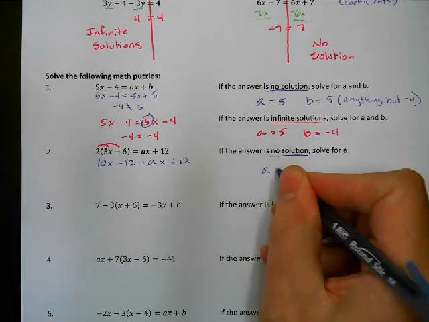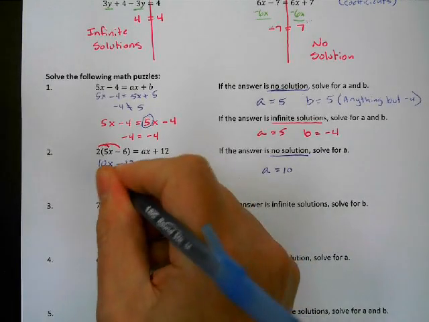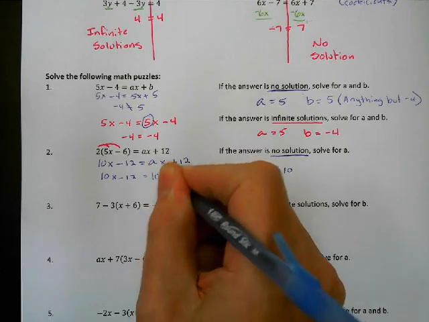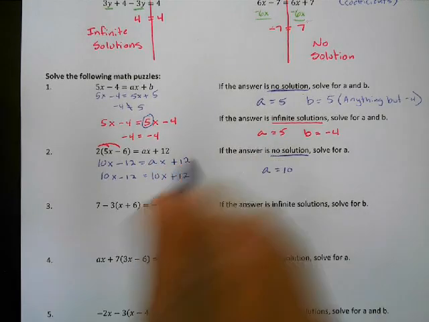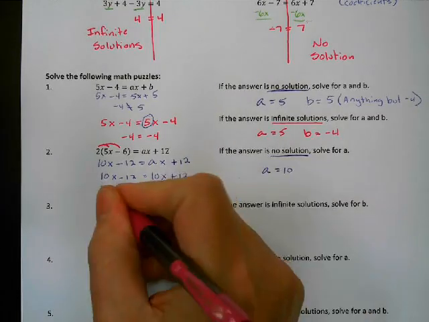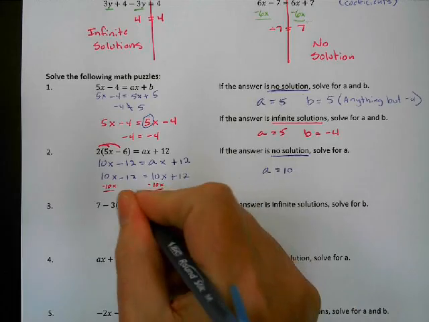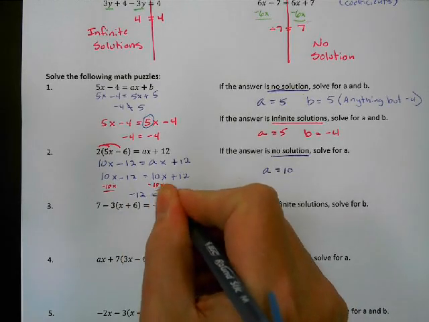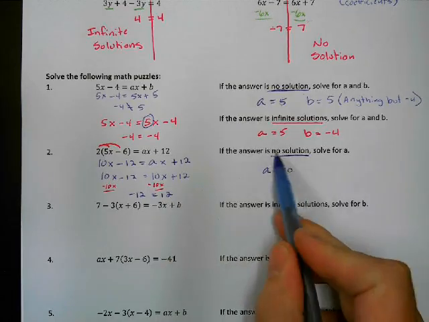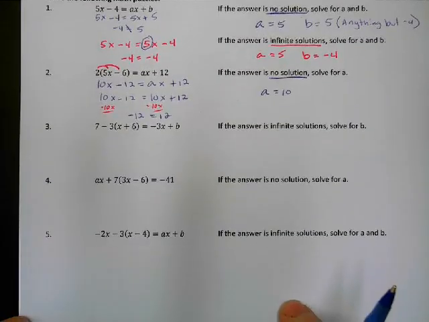If a is 10, this is what the equation would look like: 10x minus 12 equals, a is 10, 10x plus 12. When I subtract 10x from both sides, I end up with -12 equals positive 12. -12 never equals positive 12. That is no solution. All right, we got 3 more.